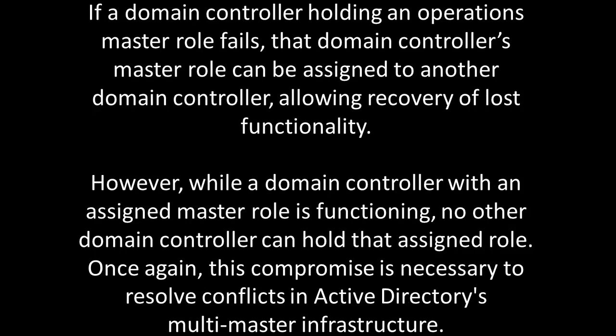If a domain controller holding an operations master role fails, that domain controller's master role can be assigned to another domain controller, allowing recovery of lost functionality. However, while a domain controller with an assigned master role is functioning, no other domain controller can hold that assigned role. Once again, this compromise is necessary to resolve conflicts in Active Directory's multi-master infrastructure.